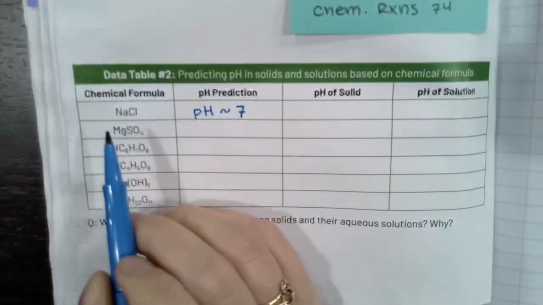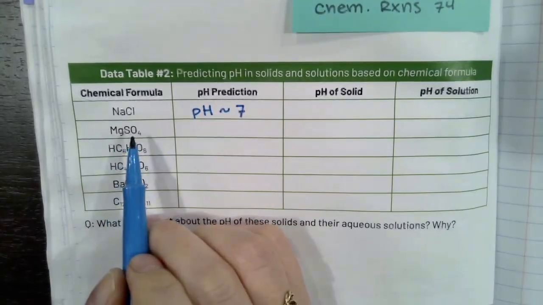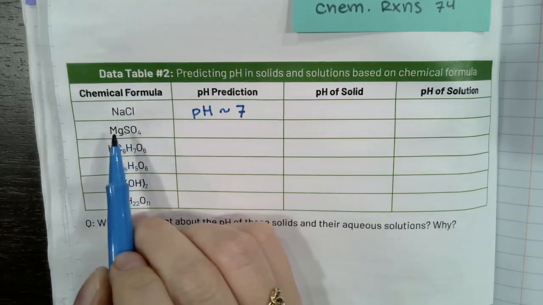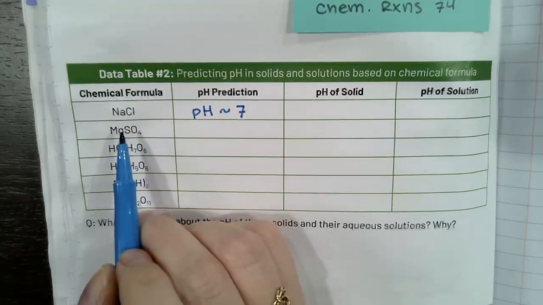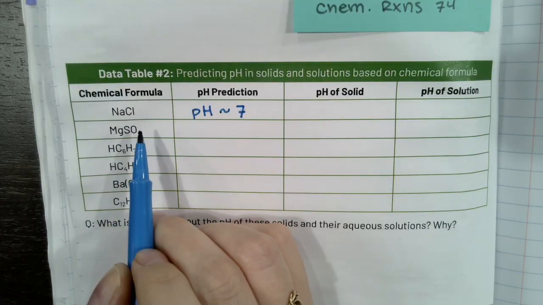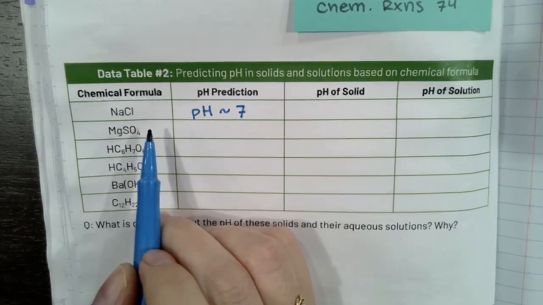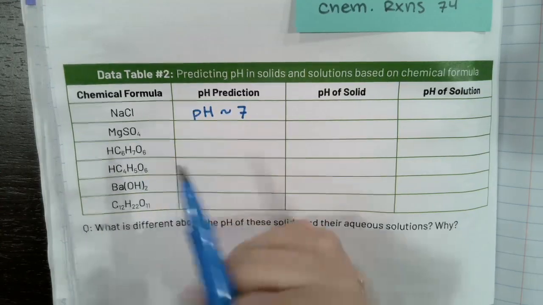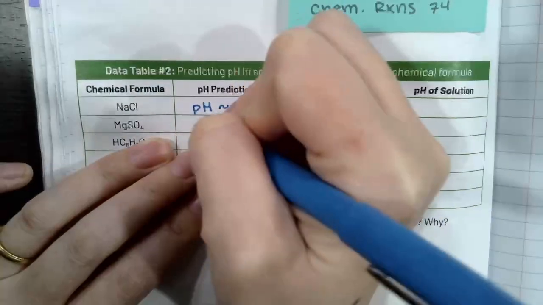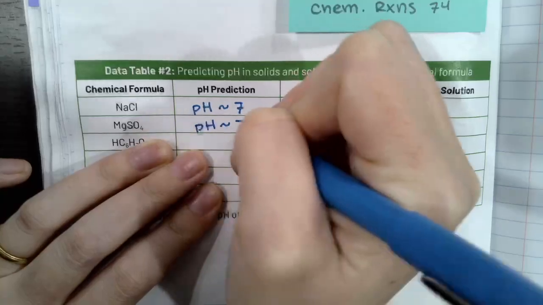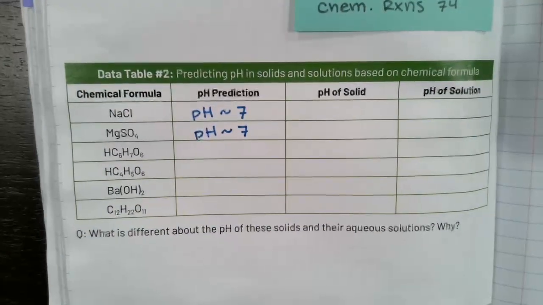How about this one here, MgSO4? No hydrogen means no H plus and no OH minus, right? All right, once again, I think we're going to see a pH of about 7, at least based on the rules of acid and base I've taught you so far.